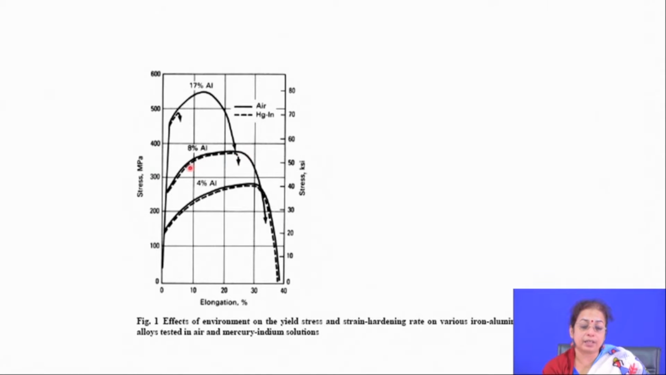So, you will find that it has lower stress, lower yield strength, lower UTS and also lower percentage elongation. As you go on using the mercury indium solution, there is a further decrease in ductility, and with a steel with 17% aluminum, which itself is highly brittle in nature, the ductility decreases to such a large extent that it fails very quickly. So, depending on the alloy system, the behavior changes and it gets embrittled to a large extent.